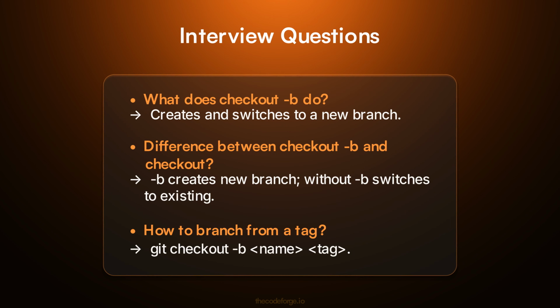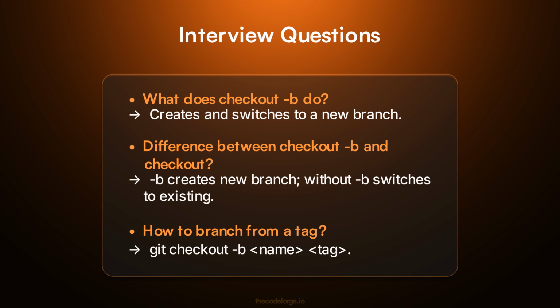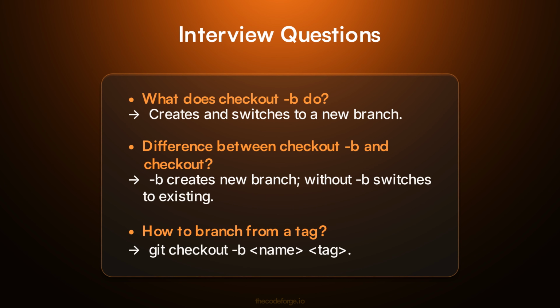Let's run through some common interview questions. What does checkout -b do? Creates and switches to a new branch. Difference between checkout -b and checkout? -b creates a new branch, without -b switches to an existing one. How to branch from a tag? git checkout -b name tag.